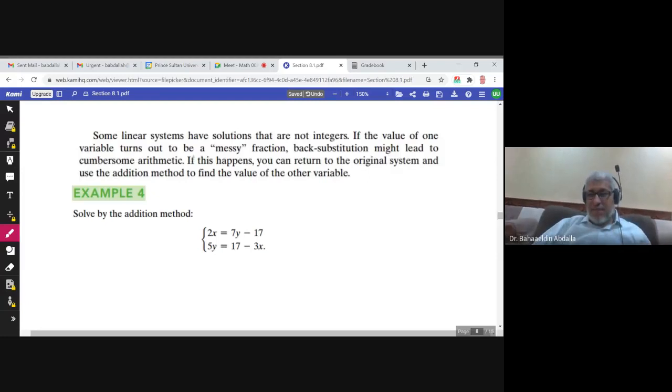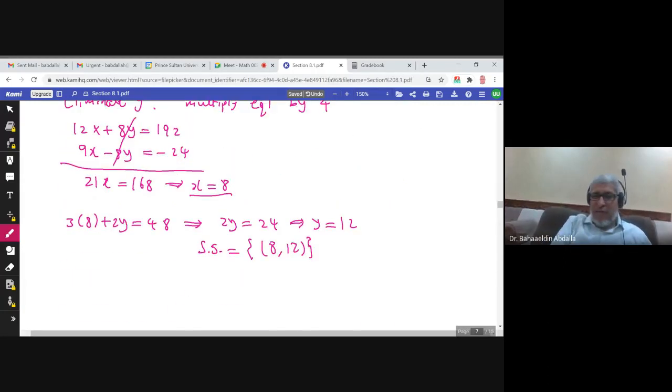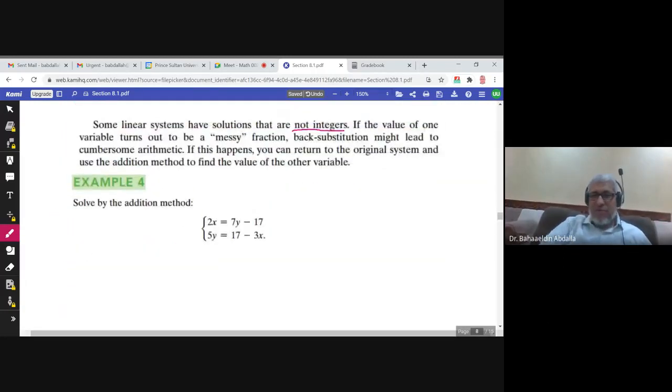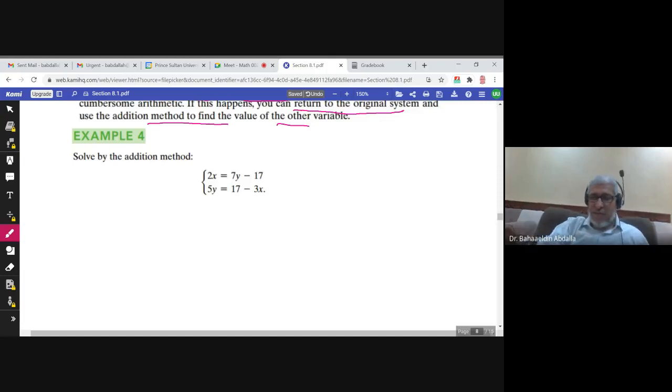Some linear systems have solutions that are not integers. So here the solution is 8, 12. These are integer numbers. But sometimes the solutions are not integers. So if the value of one variable turns out to be a messy fraction, you can return to the original system and use the addition method to solve for the other variable. Okay, let us do this here.